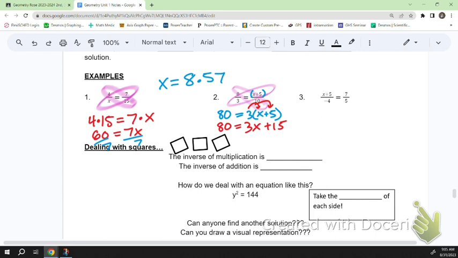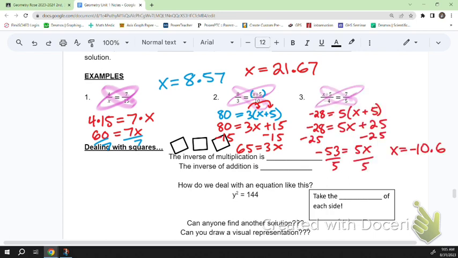And now we're just solving a one variable equation. Minus 15, minus 15. We get 65 equals 3x. And yeah, when we divide, it's not going to be a whole number. 21.67 if we're rounding to the nearest hundredth today. How about you try 3? Try 3 with your team. Give it a try.